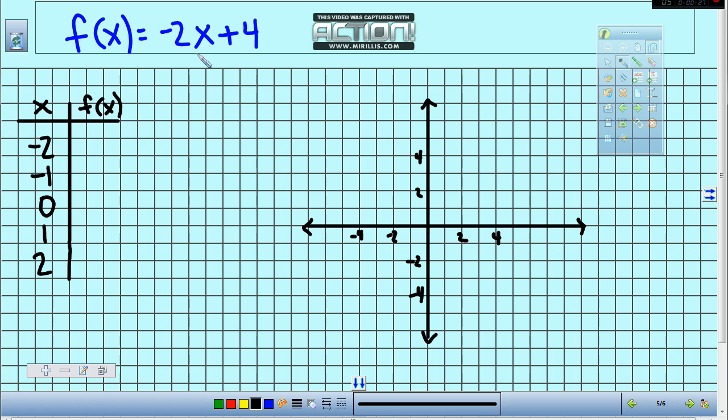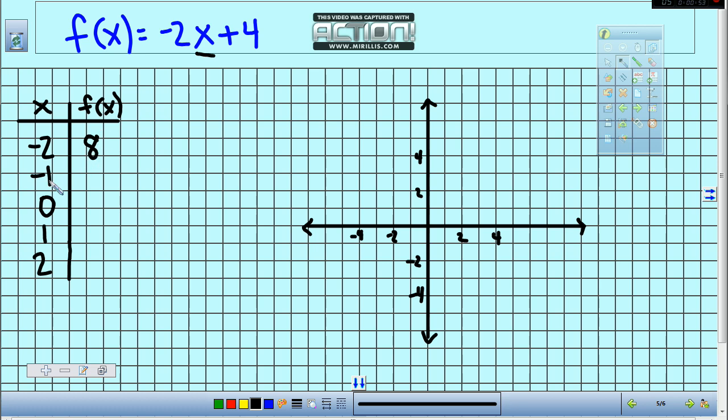Okay, so what I'm going to do is take this value of -2 and plug it in to x. What's happening to x here is it's being multiplied by -2 and then adding 4. So plugging -2 in for x, -2 times -2 is +4, and then +4 plus 4 equals 8. And so I'll put that value for f of x right here.